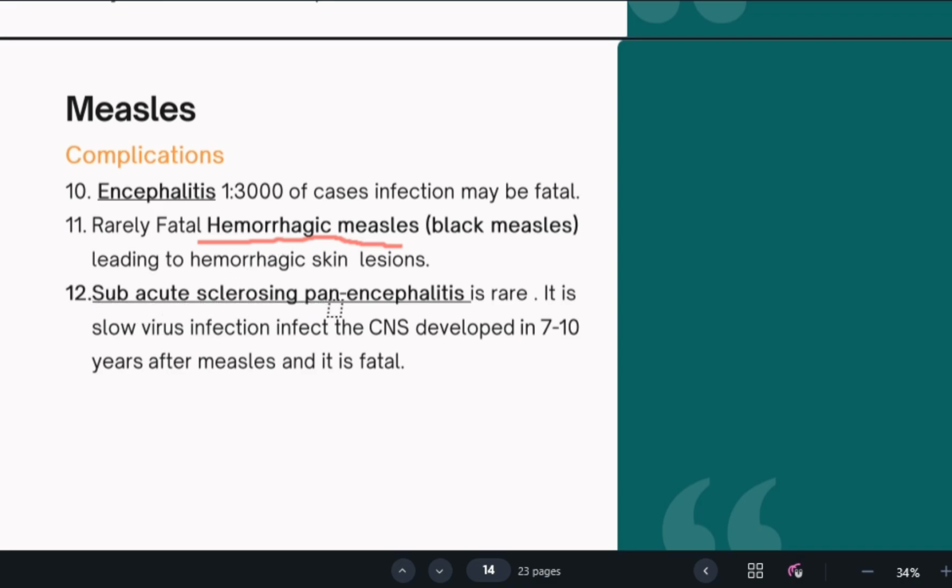Subacute sclerosing panencephalitis is one of the chronic complications of measles. This is a slow viral infection, taking about 7 to 10 years after measles, and it's fatal. Why does this happen? Because sometimes the measles virus stays dormant in the CNS, and when immunity decreases, it will attack and cause panencephalitis.